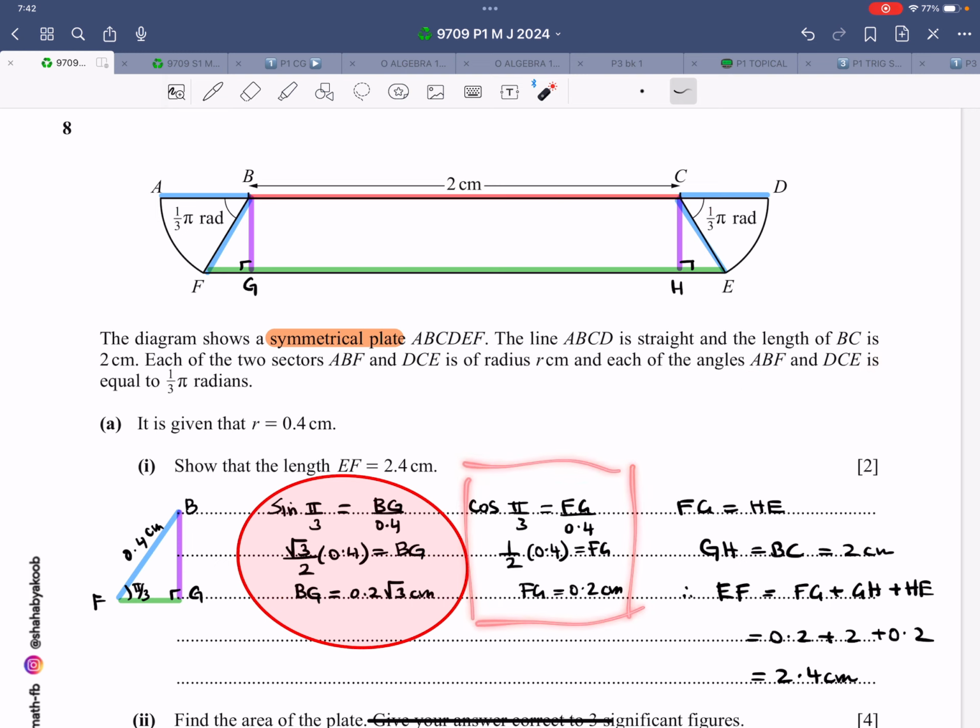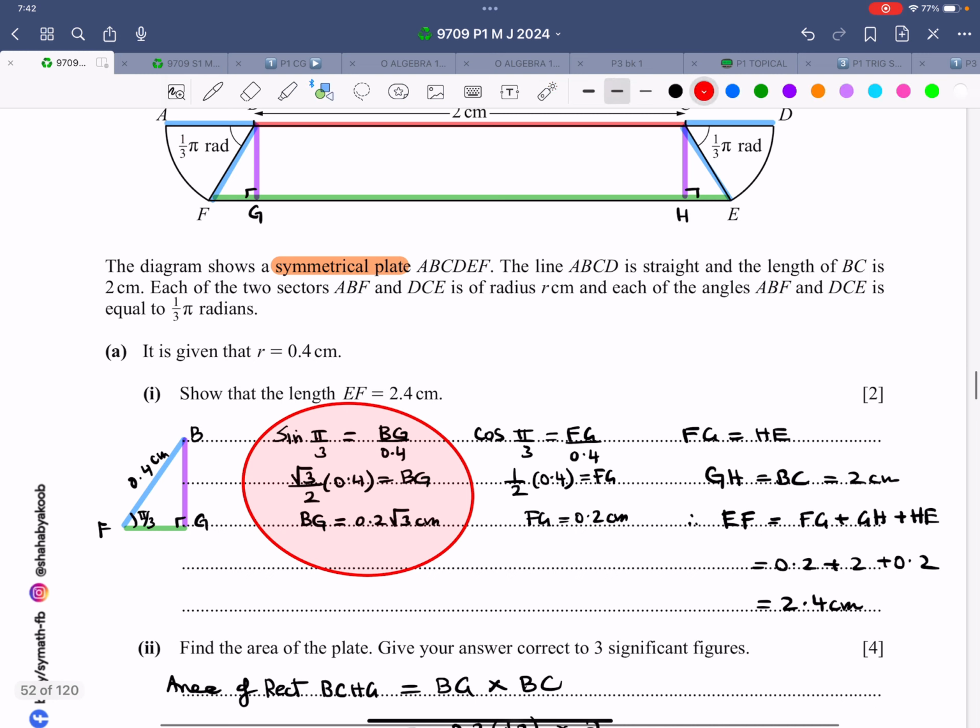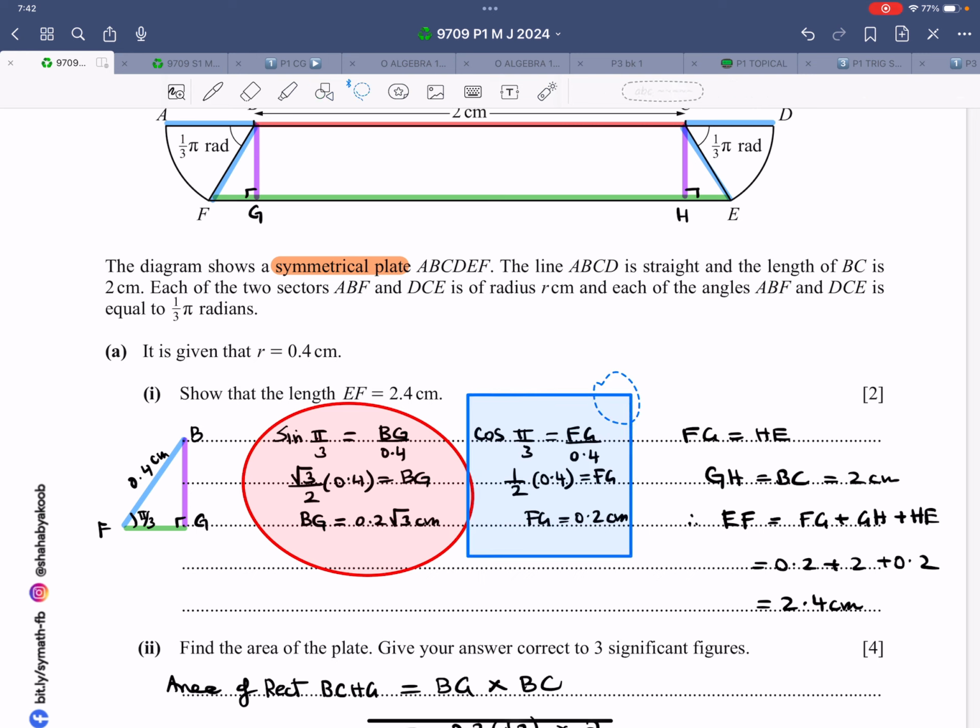Similarly, cos of pi by 3, that is the next thing. So let me just highlight this thing. So over here, cos of pi by 3, let me just adjust it a bit. Looks good like this. So now cos of pi by 3 is FG over 0.4, that is FG divided by 0.4. FG comes out to be 0.2.